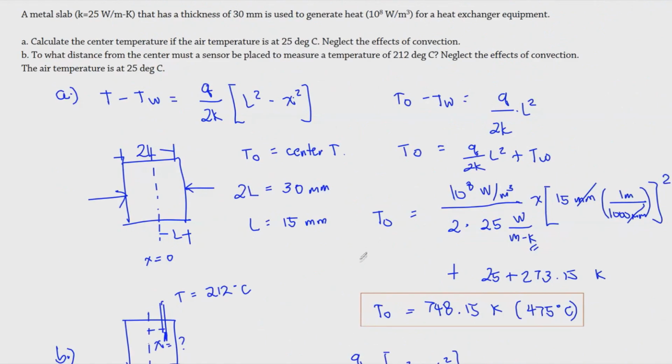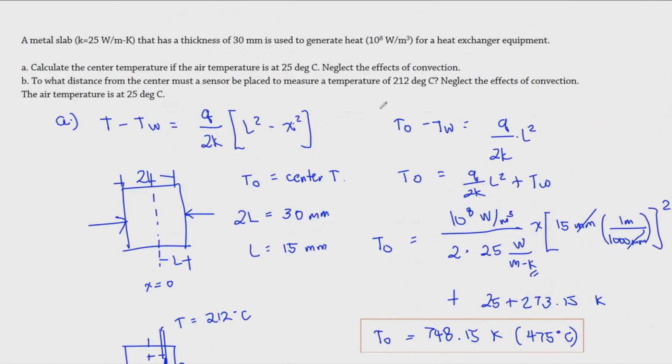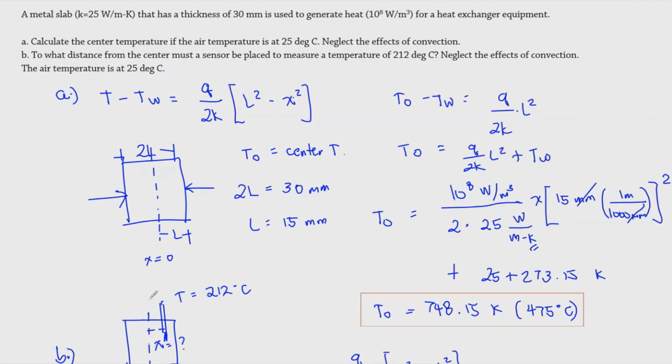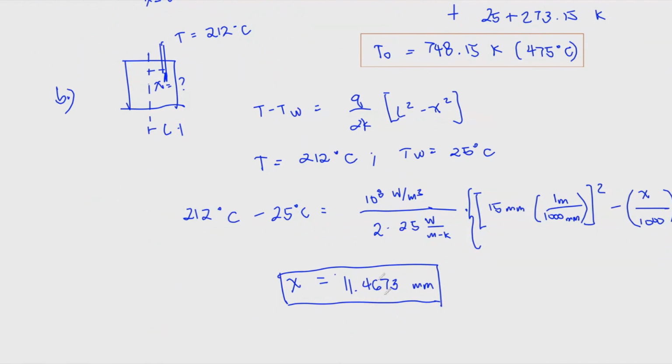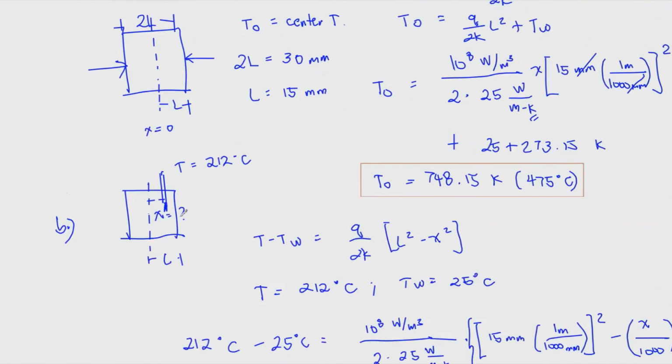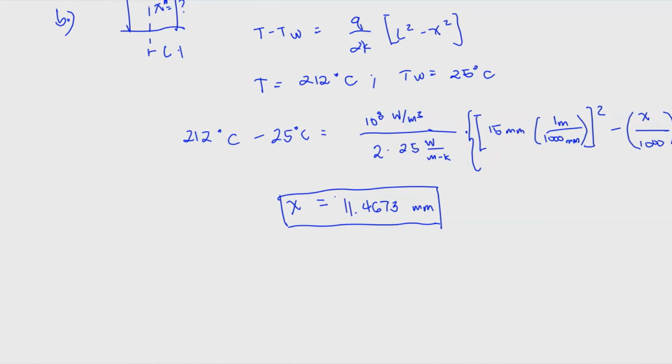So in that case, to summarize, to get a measurement of 212 degrees Celsius from the sensor that we'll be placing, you need to place it 11.4673 mm from the center. Okay, so that's how it works for heat generation through slabs.